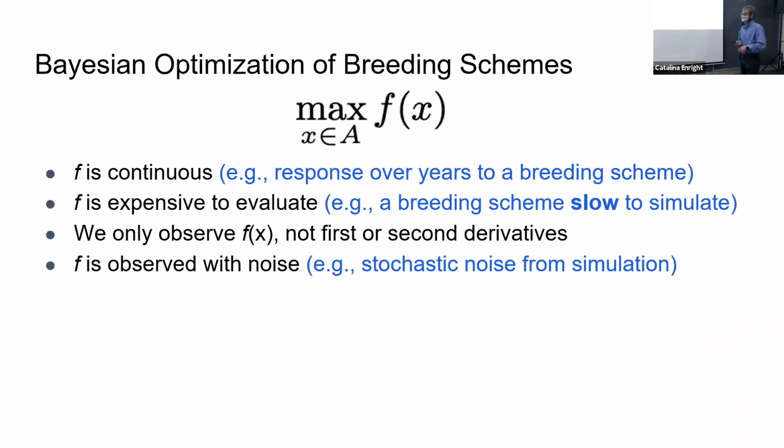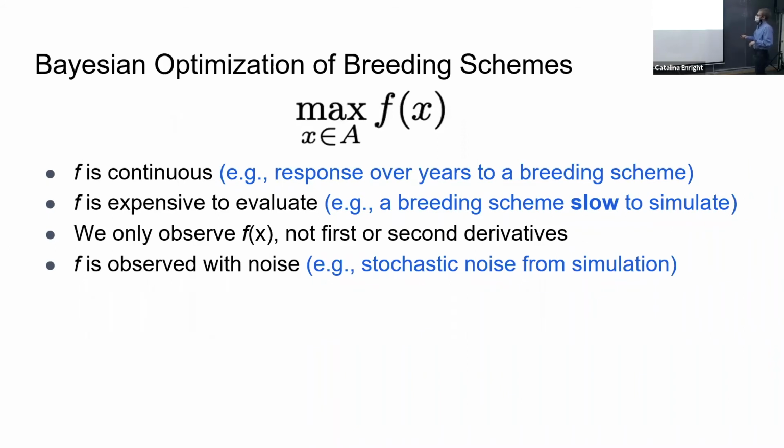So what does Bayesian optimization do? It takes a continuous function. And so like the gain from selection over a certain number of years is a continuous function of the parameters, the allocation parameters of your breeding program. It's useful when evaluating this function is very expensive. So in my case, I'm simulating a breeding program. If I simulate a cartoon breeding program, I can do it in minutes. If I simulate a realistic size one, it takes hours. So expensive to evaluate.